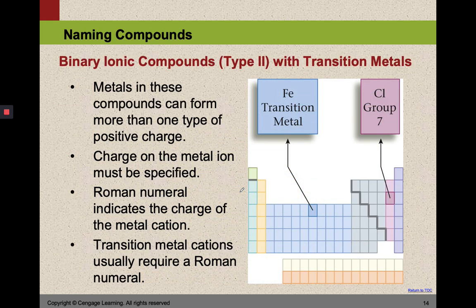Okay, so we now go to binary ionic compounds, which are type 2 with transition metals. So metals in these compounds can form more than one type of positive charge, so in naming, the charge on the metal ion must be specified. Okay, and then Roman numerals indicate the charge of the metal cation. Okay, and then transition metal cations usually require a Roman numeral.